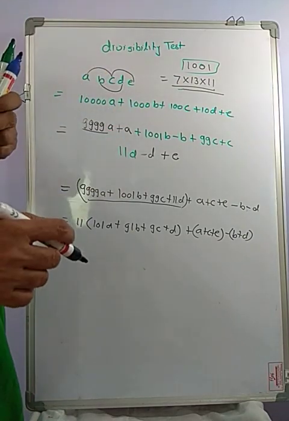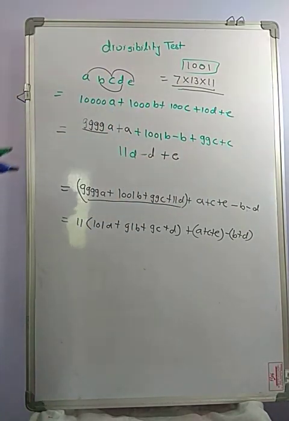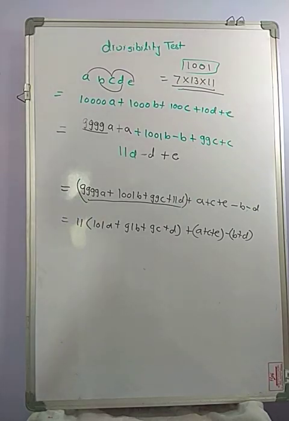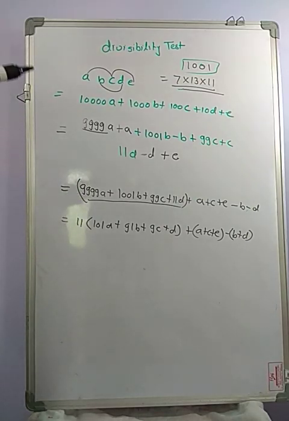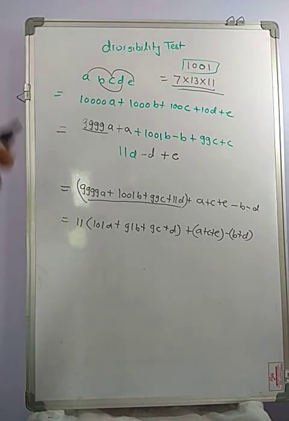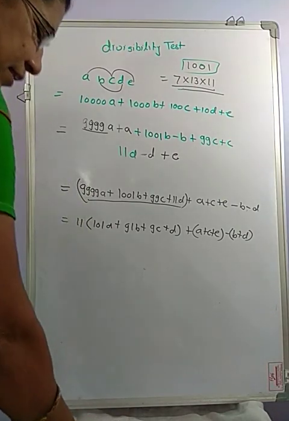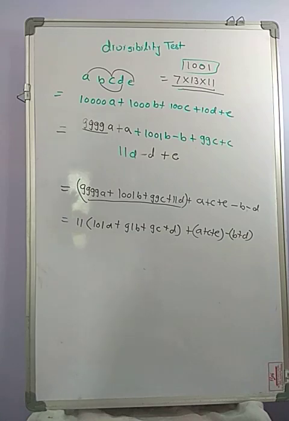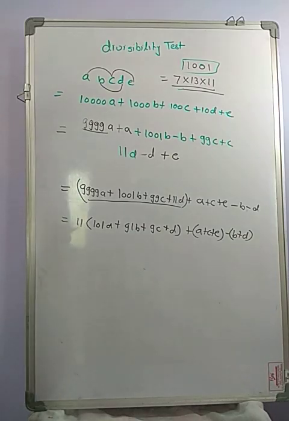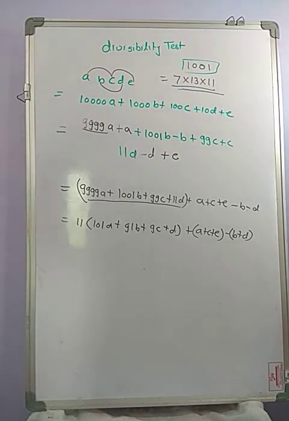Those are alternate digits. So here comes the divisibility test for 11: if the difference between the sums of alternate digits is divisible by 11, then the number is divisible by 11. Did you get the answer?